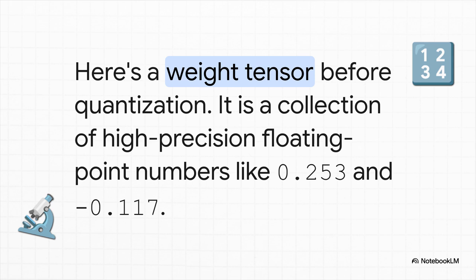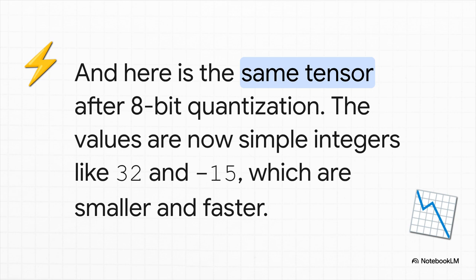So here's a little peek at the data before we touch it. It's just a sea of these very specific, high-precision decimal numbers. These are the model's weights, and each one is a very nuanced instruction that takes up a lot of memory and processing power. And look at that. This is the transformation. Those same values are now represented by simple 8-bit integers. They're way smaller to store, and critically, they are so much faster for a computer to do math with. It's a night and day difference.